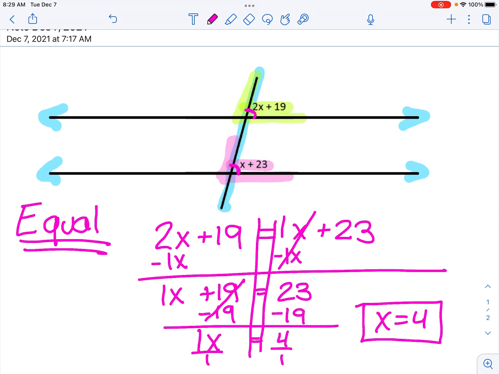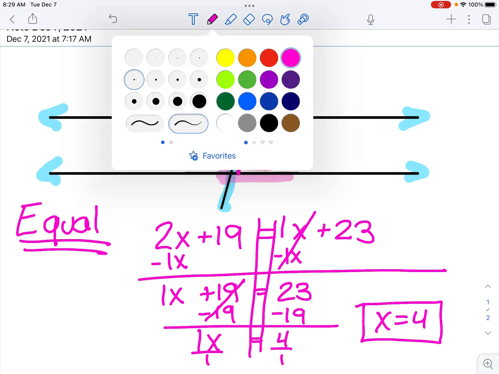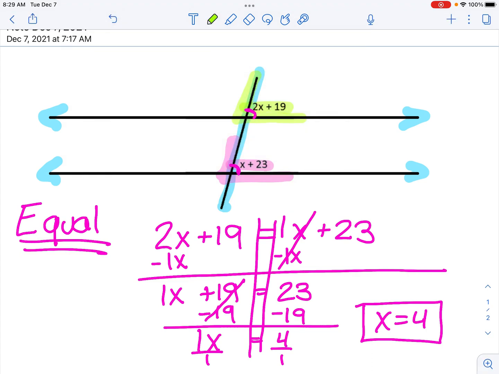Okay, so that's all great, but I'm not quite done yet because the question is asking me to actually find the measurements of those two angles. So what I'm going to do is plug this number back in, similar to how I would do a check. So if x equals 4, I'm going to come up to this angle and say 2 times 4 plus 19 is going to be the measurement of my angle. 2 times 4 is 8. 8 plus 19 is going to give me a measurement of 27 degrees.